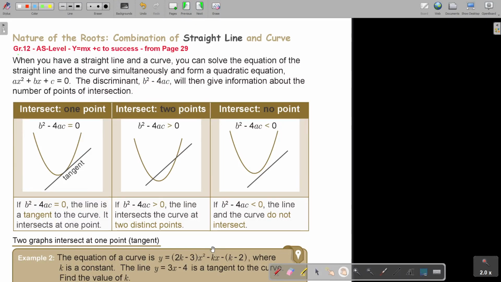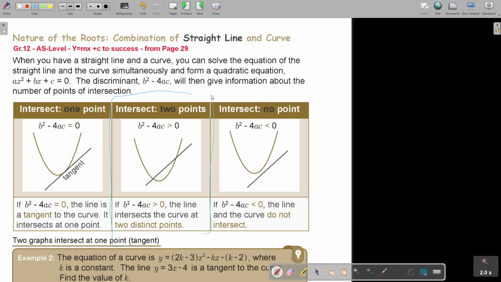AS-Level. Equations, expressions, identities, and inequalities. Exam preparation questions. Part 3. I'm still going to continue with the nature of the roots, the combination of the straight line and the curve. But in this video, I'm going to focus on this one.